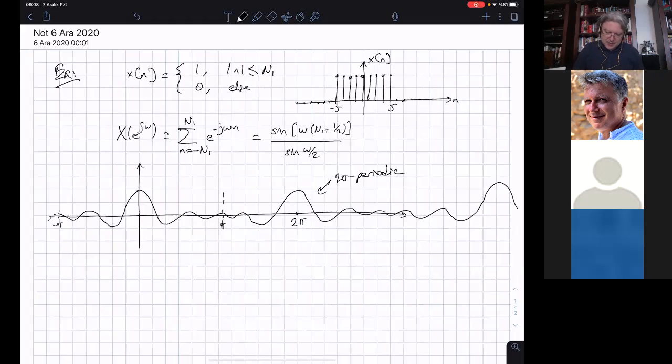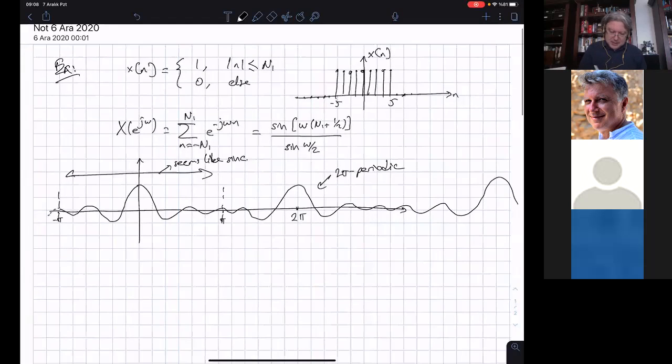But within this range, from here to here, it seems like a sinc shape. Okay, so this is the result and the visualization of the result.